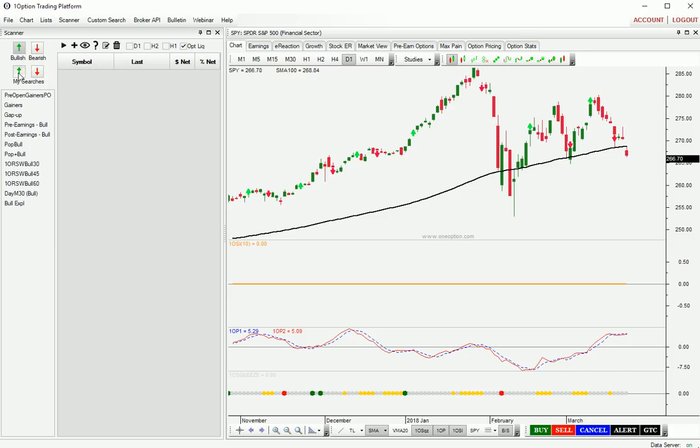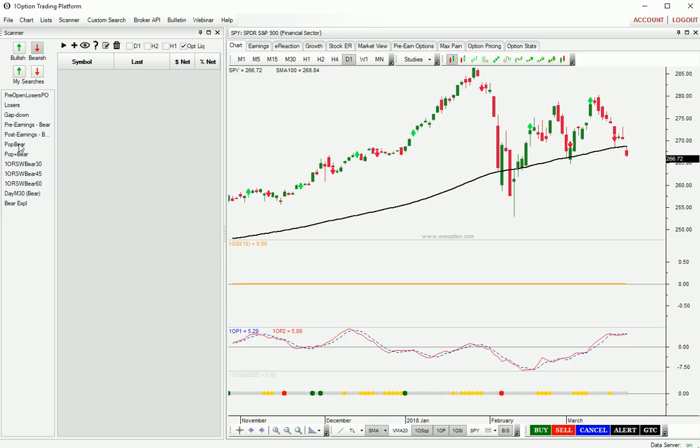There are bullish searches that we run. These are all provided for all users. These are some of my favorite searches. And then I'm also going to click bearish. So these are very easy to access. You can see the losers for the day, the gap downs. You can see pre-earnings, post-earnings.